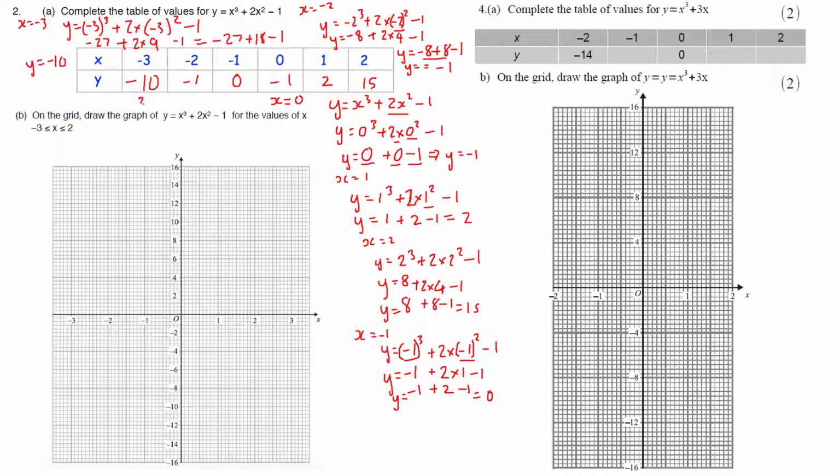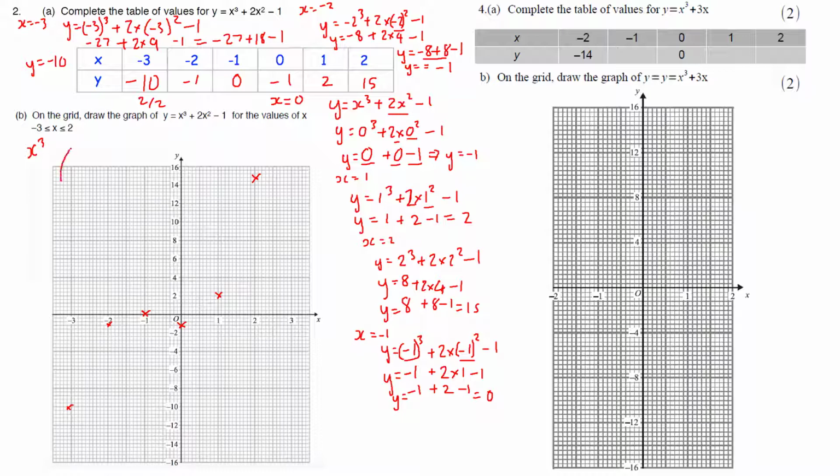And that table will get you 2 out of 2 marks. And you just plot that across the hall, up and down the stairs. Look at the scale. It's 1, 2, 2, 15, 0, minus 1, minus 1, 0, minus 2, minus 1, minus 3, minus 10.